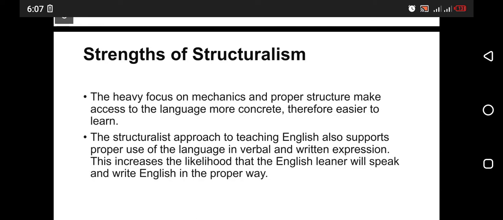Second, the structuralist approach also supports the proper use of language in verbal and written expression. So it greatly emphasizes both skills, writing and oral production of the language. So these skills become more efficient in this classroom.